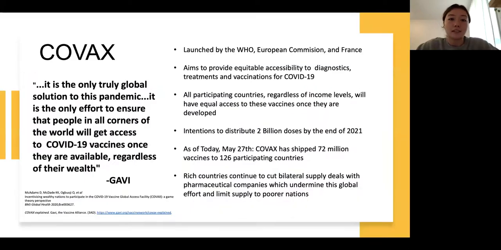COVAX in particular is an alliance launched by the World Health Organization, European Commission, and France that helps to bring equitable access to diagnostic testing, treatments, and vaccinations for COVID-19. This organization relies on international participation and promises to bring vaccines regardless of income levels to participating countries. As of today, COVAX has successfully distributed 72 million vaccines to its 126 participating countries. However, rich countries continue to cut bilateral supply deals with pharmaceutical companies, which have undermined this global effort and limited supply to poorer nations.